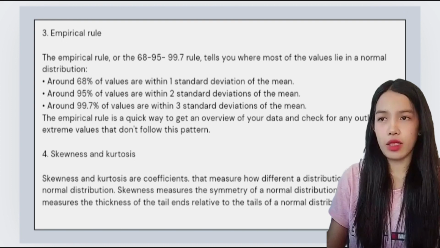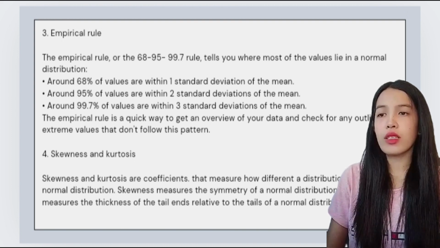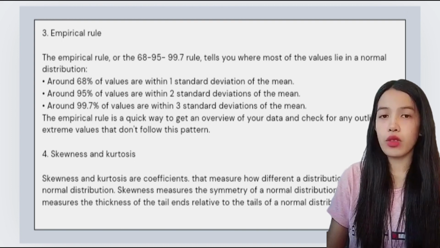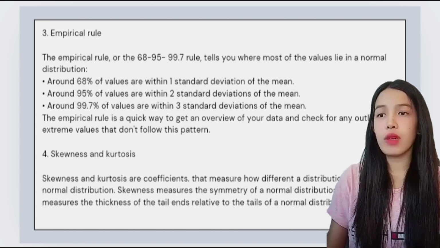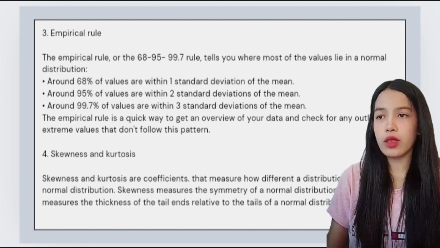Skewness and kurtosis. Skewness and kurtosis are coefficients that measure how different a distribution is from a normal distribution. Skewness measures the symmetry of a normal distribution, while kurtosis measures the thickness of the tail ends relative to the tails of a normal distribution.